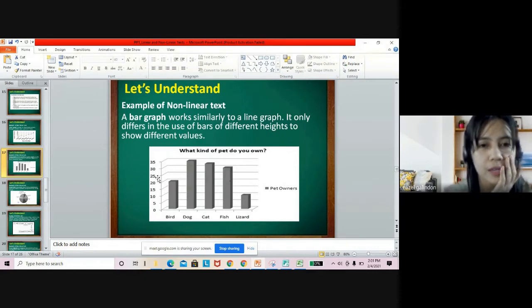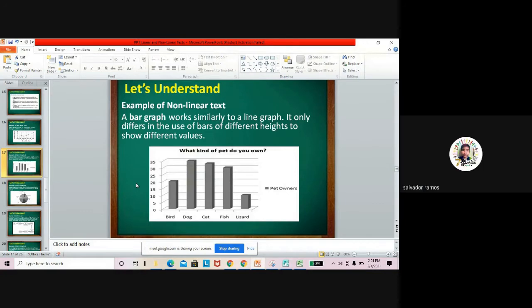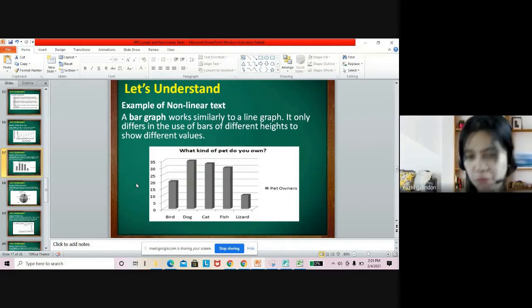How about the numbers here? What is the appropriate label for these numbers on the left side? Yes, the people that own the pets. Very good. Number of people who own the pets, or the number of pet owners. Now, let us read this nonlinear text. How many pet owners love to have fish as their pet?